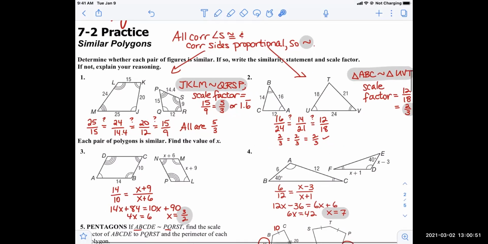Okay, but for quadrilaterals, you don't have those shortcuts like side angle side and all that. For quadrilaterals, you have to know all 4 angles are congruent pairwise, and you have to know all the sides are proportional. So for this one, you have to check all four pairs of sides are proportional.